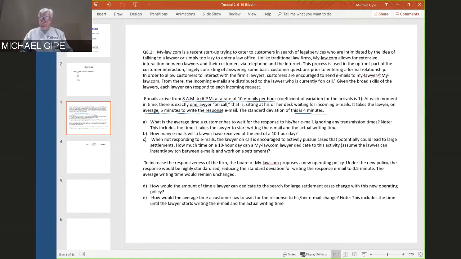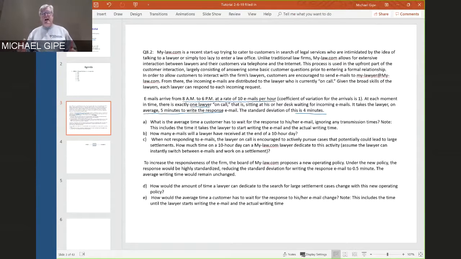To increase the responsiveness of the firm, the board of mylaw.com proposes a new operating policy. Under the new policy, the response would be highly standardized. So they're going to use a script. That doesn't reduce the average time to write the email, but it does change the standard deviation. It reduces the variability. And then 2 more questions based on that. How would the amount of time a lawyer can dedicate to the search for large settlement cases change with this new operating policy? How much idle time will we have as a result of this? And how would the average time a customer has to wait for the response change?